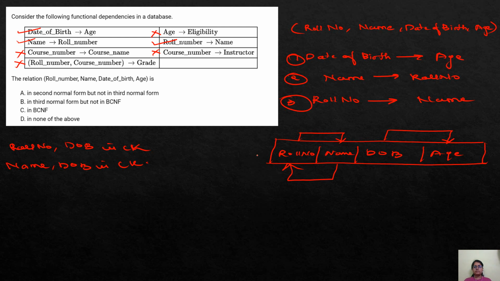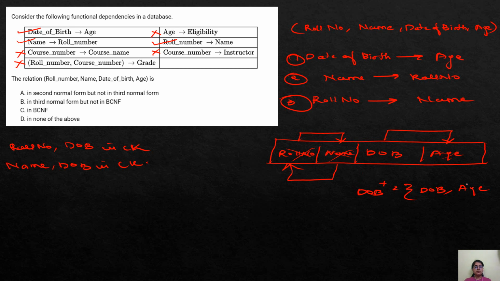Whatever column doesn't have an arrow, we will take it as key. So here arrow is there, so we can't take this. Here arrow is there, so we can't take this. Here we don't have an arrow, so DOB. After taking this, let's derive the attributes. From DOB we will only get age, and we still don't have name and roll number. So this is not a candidate key.